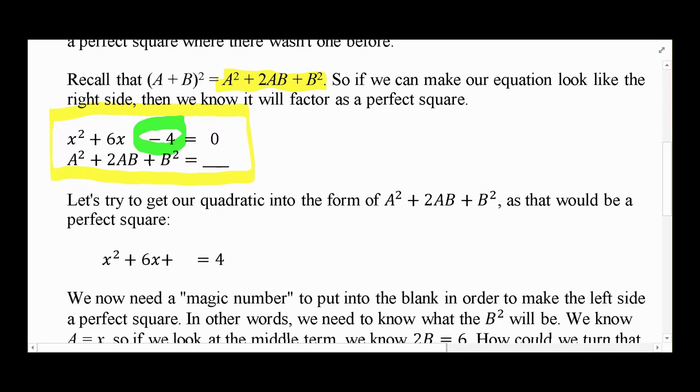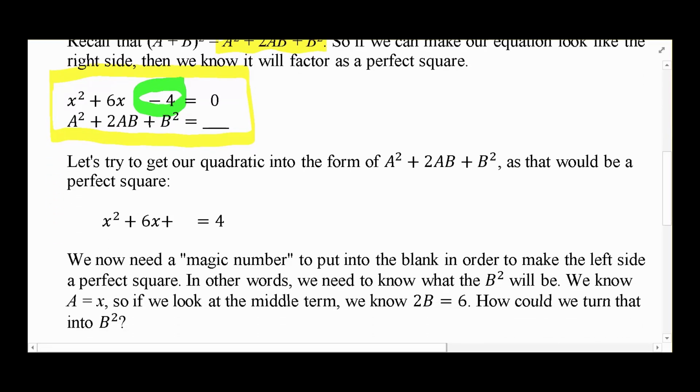So the first thing that I'm going to do as far as completing the square is I'm going to take that constant and just shove it to the other side. And I'm just going to leave myself a big blank here. And that's going to be the whole idea in completing the square, is to fill in that blank, to figure out what needs to go in that blank in order to make that left side a perfect square.